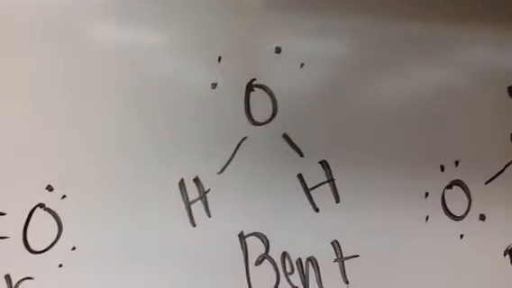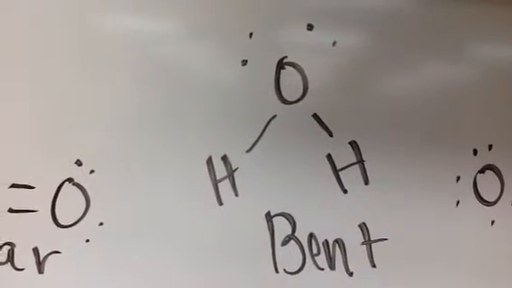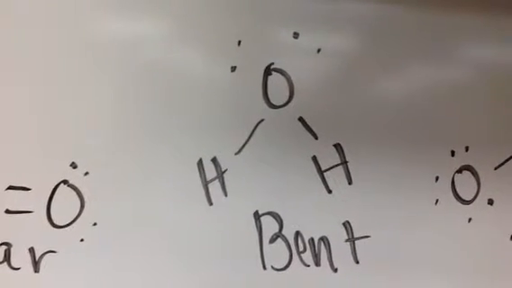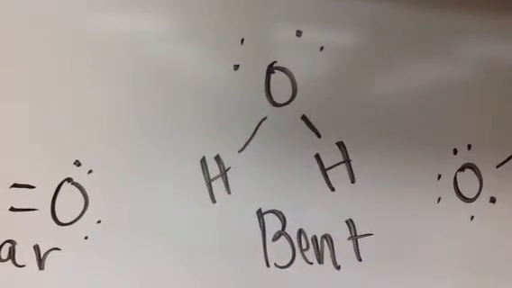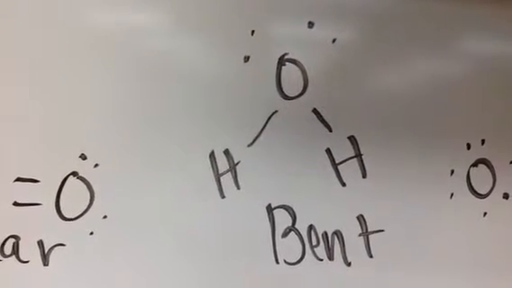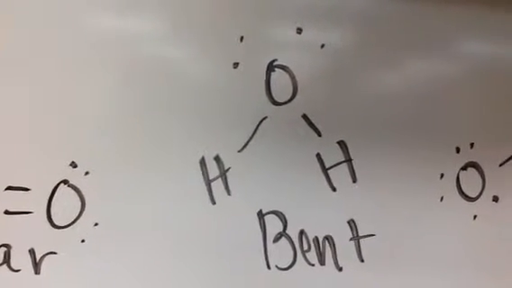It can also have two atoms coming off, for example, water. But in this situation, you should also notice that it has two lone pairs. So when the central atom has two atoms coming off, and it also has two lone pairs, it will be bent in structure.